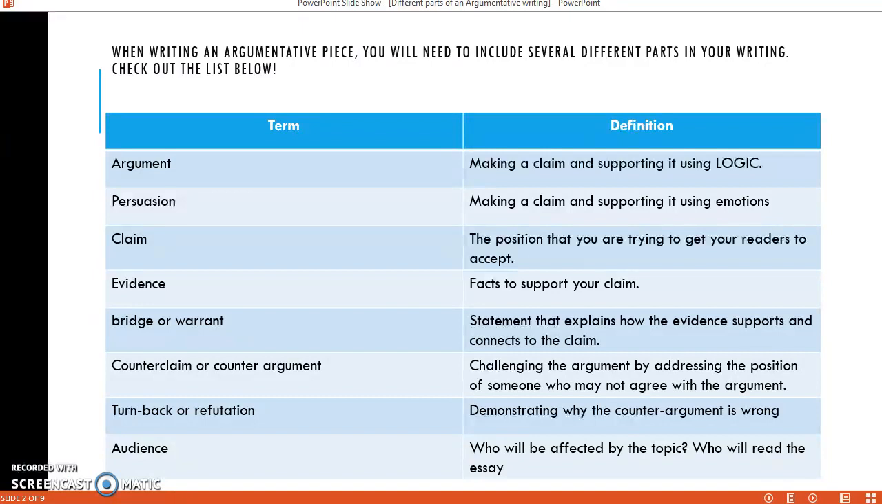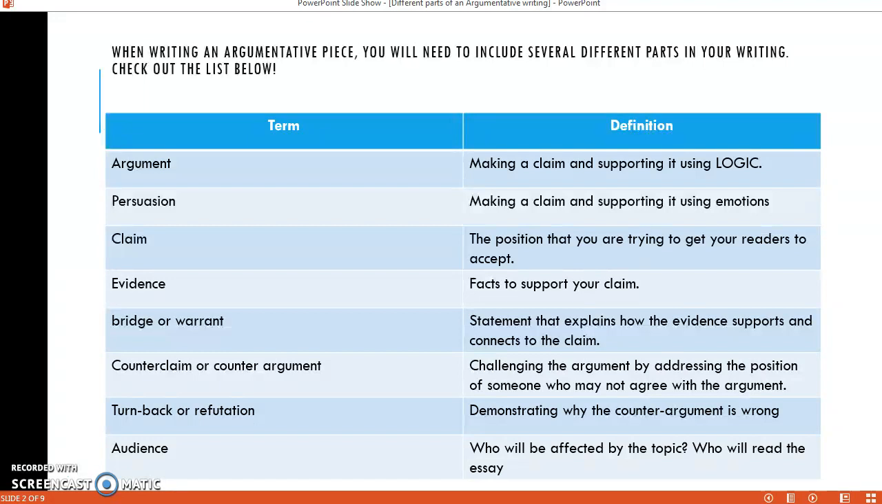Bridge or warrant, the terms are used interchangeably. It's a statement that explains how the evidence supports and connects the claim. So that's when you kind of bring it all together. Counterclaim or counterargument, again, those are interchangeable. That's when you challenge the argument by addressing the position of someone who may not agree with your position.